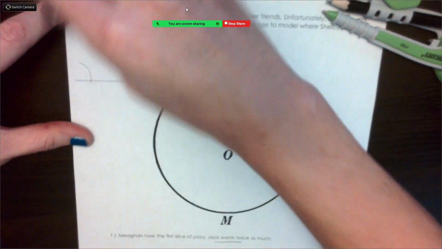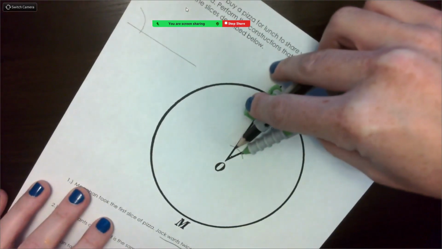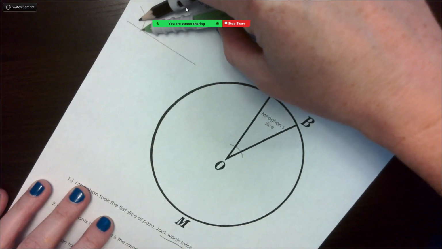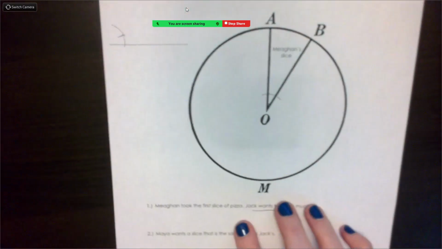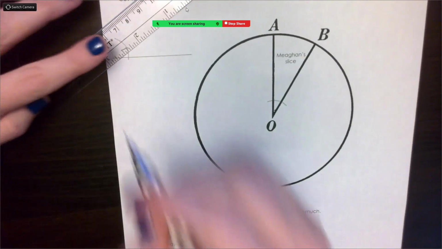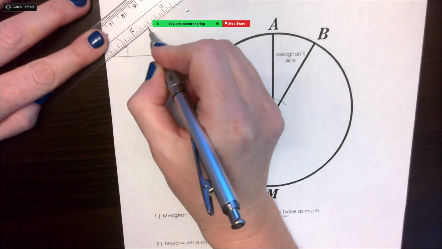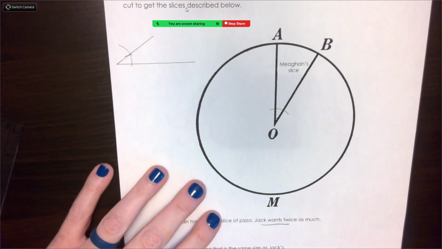And then go for the width. Erase this so that you're not looking at that. Let's go for the width. Okay. So I've now copied. Here's one of Megan's slices. What if I just do that again? Okay, so let's do that again.